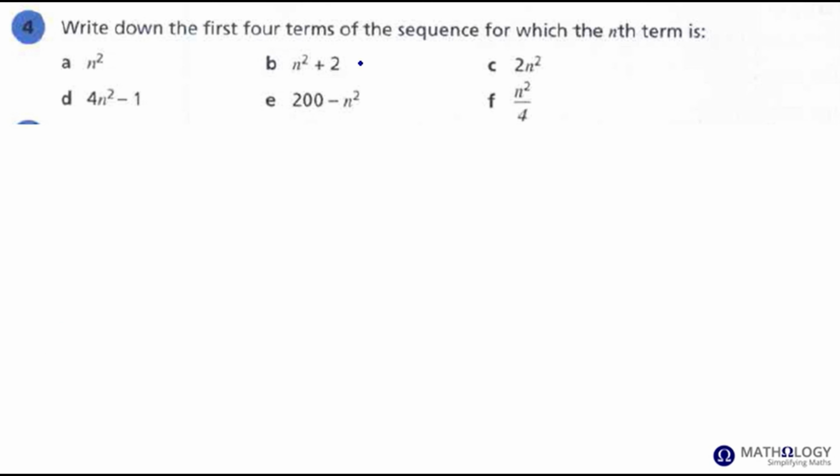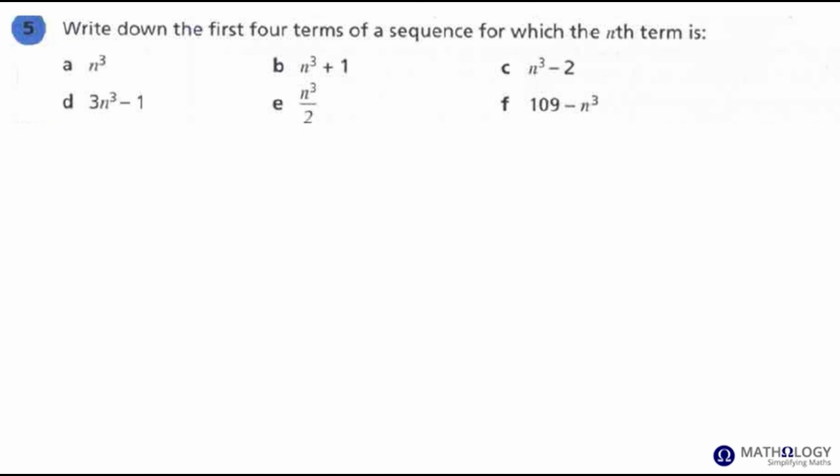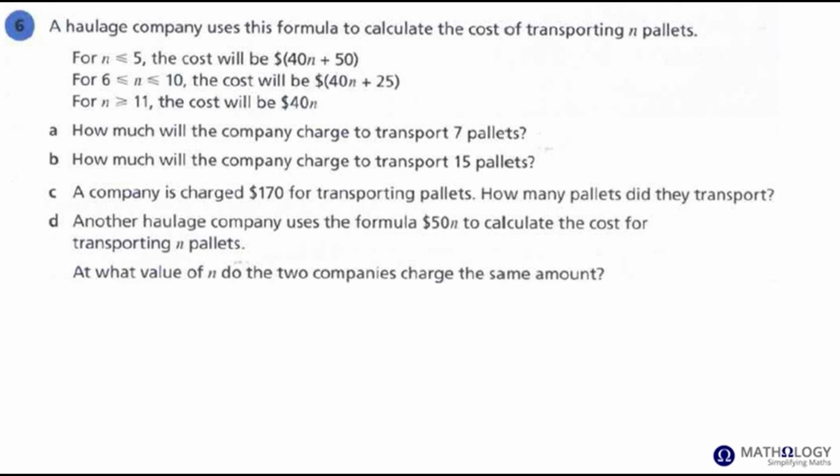Question 4, write down the first 4 terms of the sequence, whose nth term is as follows. Again, this is very similar to the previous exercises. Each of these is term n, so you write it as term n equals n squared plus 2, etc. Then you want the first 4 terms, so you put n equals 1 into the expression, n equals 2, n equals 3, n equals 4, and then write down the sequence. You're going to do the same thing for question 5. It's hardly any different.